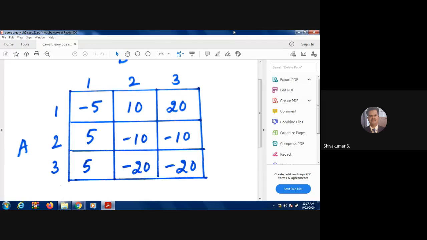Now you have only 2 columns. Now check the rows. Sir, row 3 is dominated by row 2. Because minus 20 is less than minus 10, and 5 equals 5. So delete row 3.